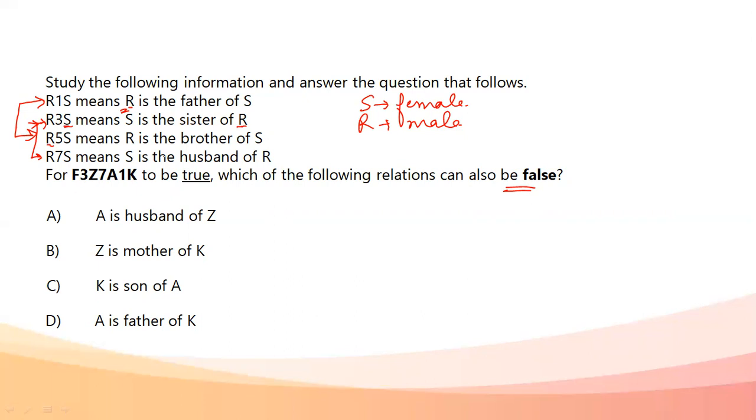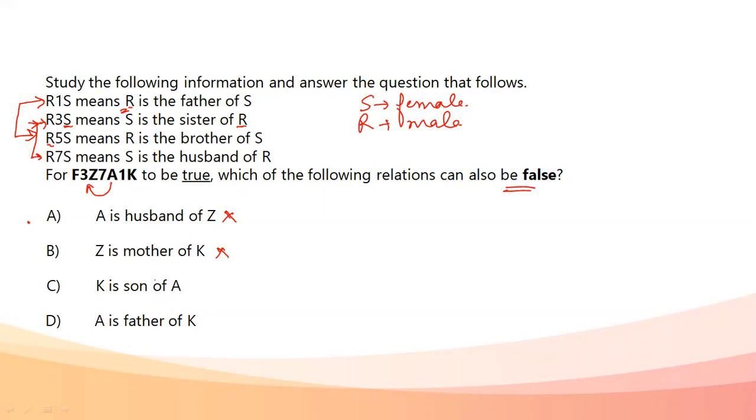Z7A. Z7A means S is the husband of R, that means A is the husband of Z. This is true, so this cannot be false. A is not my answer. Z is the mother of K. With respect to K, let's see this. A1K means R is the father of S, that means A is the father of K. Now, if A is the father of K and A is the husband of Z, that means Z is the mother of K. This is also true, so this cannot be false.